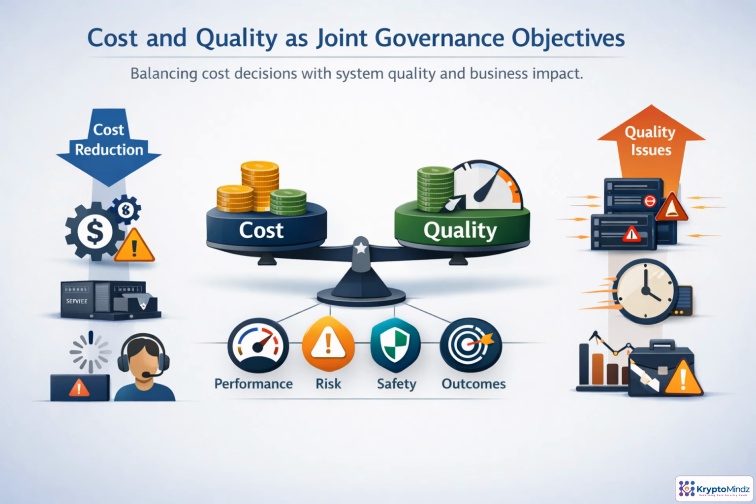In agentic FinOps, cost and quality are inseparable. A cheaper decision can improve efficiency, but it can also create retries, latency, risk, and unhappy users. In this module, we'll look at how to govern spend alongside performance, safety, and real business outcomes.